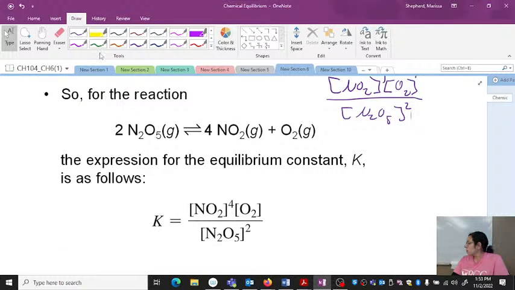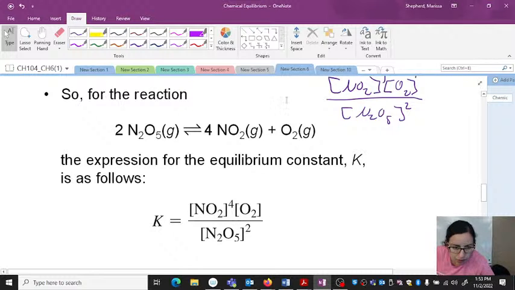So the coefficient, remember that's out in front, that goes into the exponent? Yeah. So why it gets exponentiated is, for every 2 equivalents that we consume of the N2O5, we're making 4 NO2, so that's going to be exponentially increasing compared to this decreasing.